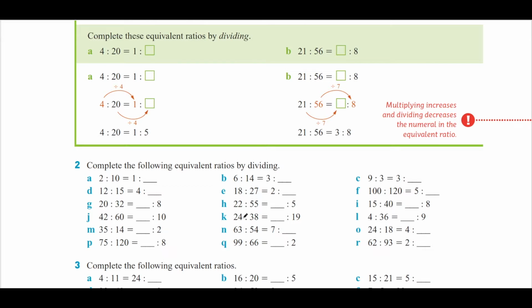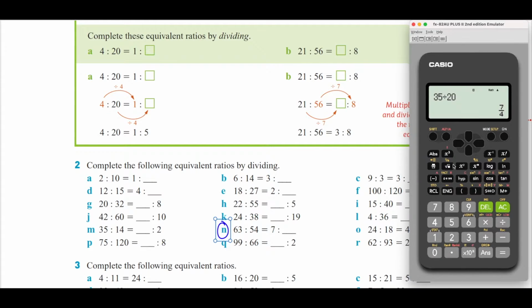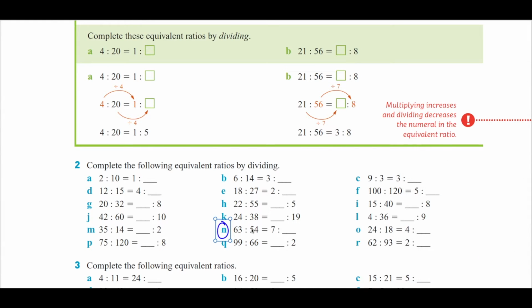So let's take a look at question n. 63 to 54 is equal to 7 to what? So how do I get from 63 to 7? I divide 63 by 9 to get to 7. If you're not sure, you can always use a calculator: 63 divided by what gives you 7? 63 divided by 9 gives you 7, so then 54 needs to be divided by 9 as well. So what's 54 divided by 9? 6. So then 63 to 54 is 7 to 6.